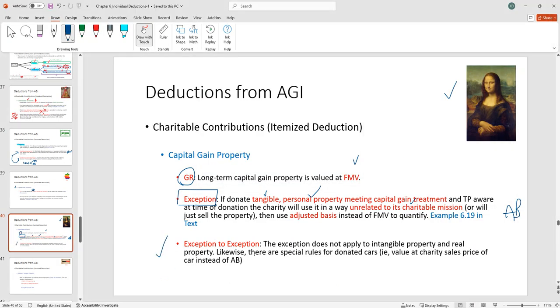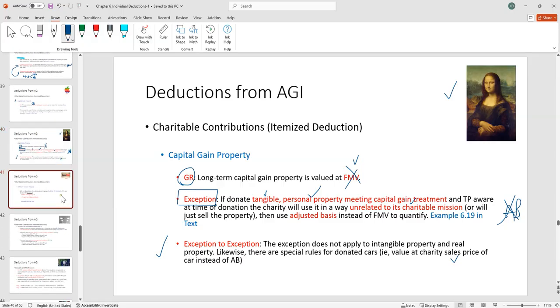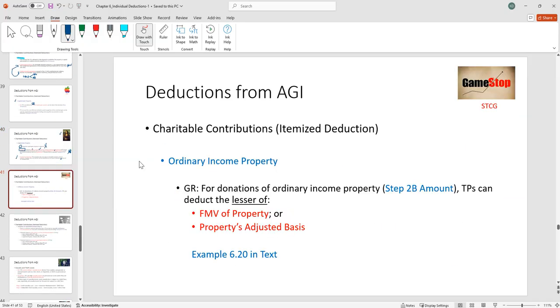It gets wonky too, because if you give a car, and they're going to sell the car, then just for cars and boats, there's a separate rule that says we don't use fair market value. We don't use adjusted basis. Instead, whatever the church or the charity sells that car for is what we get the deduction. So we're getting down there, okay?